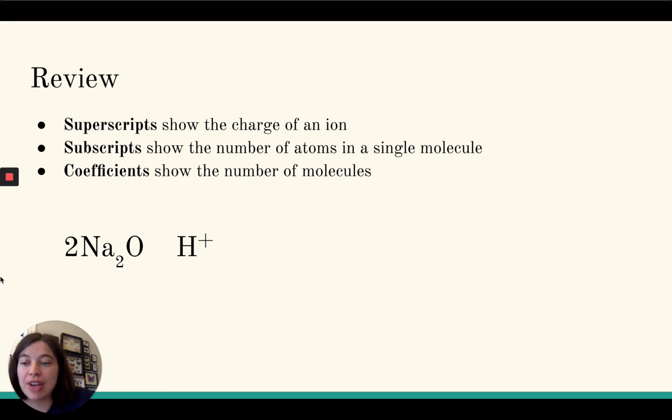So here we've got a model of sodium oxide. There are 2 molecules here, and each molecule contains 2 atoms of sodium and 1 atom of oxygen. That means that in total we have 4 sodium atoms and 2 oxygen atoms. All right. Good work, folks.